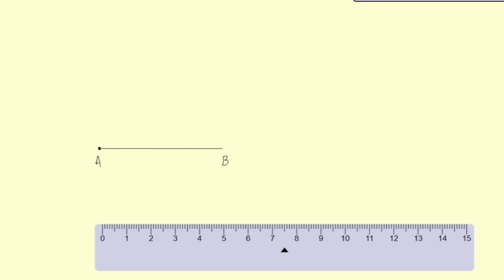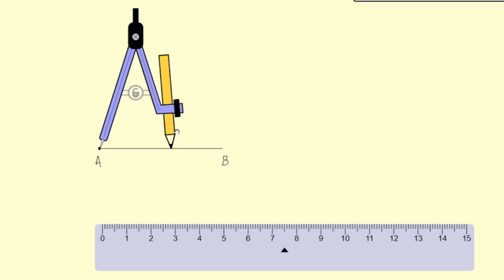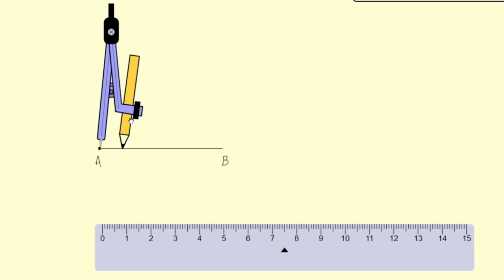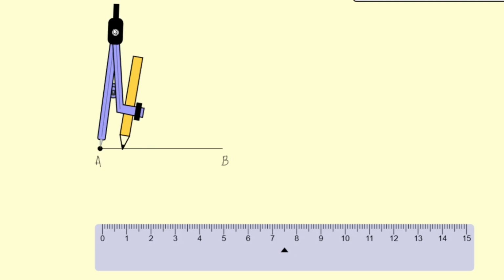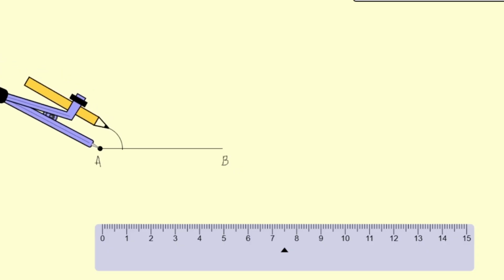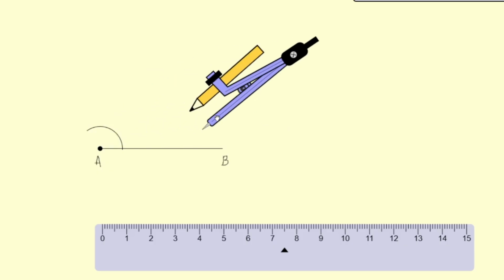Now, if I was to construct a 60-degree angle at A, all I need to do is to place my compass point at A using the same concept. I'm going to scribe an arc slightly from under the line and going all the way over. Now, you should be aware by now that our 60-degree does not fall over this side, so we can leave it right there. We don't have to create an entire semicircle.